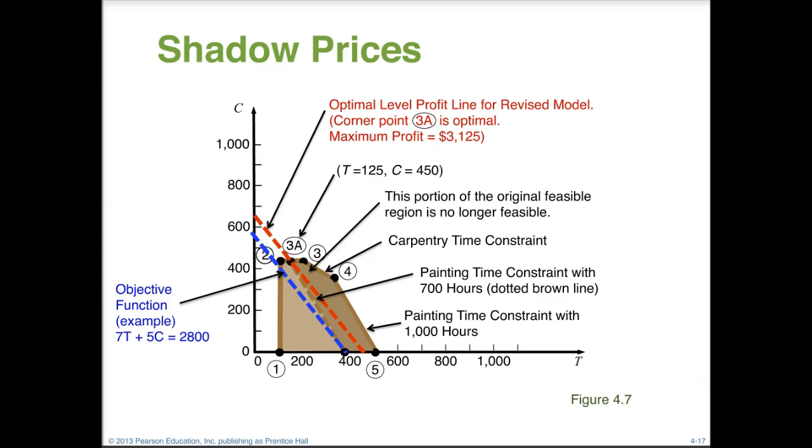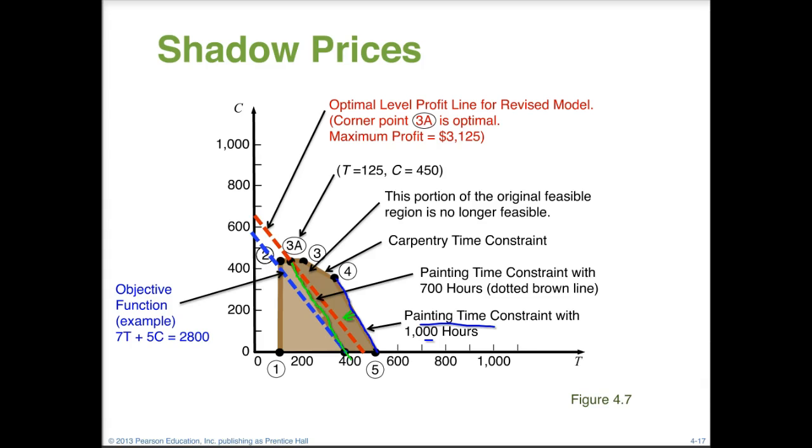If we go the other way, now we see that, again, this is our original painting hours constraint. And if we decrease that, I'm going to do this in green, if we now decrease that by 300 hours, so if we take this and go this way with it, now we end up having this line.